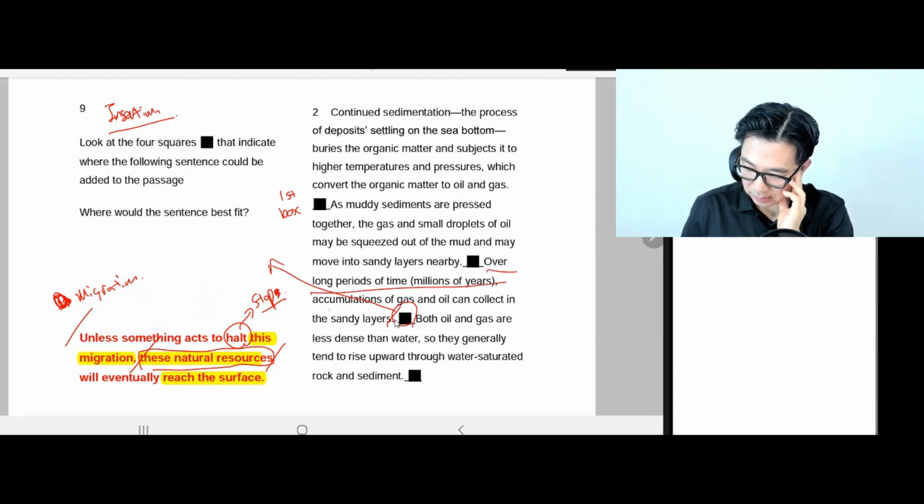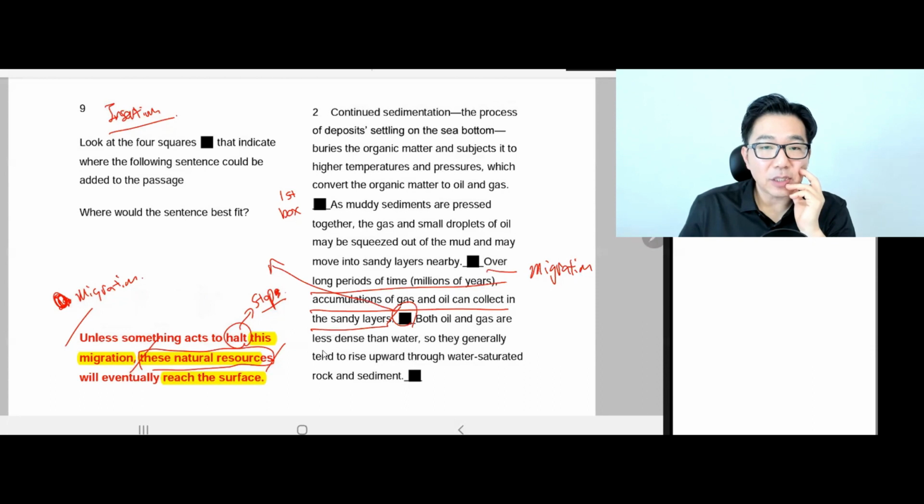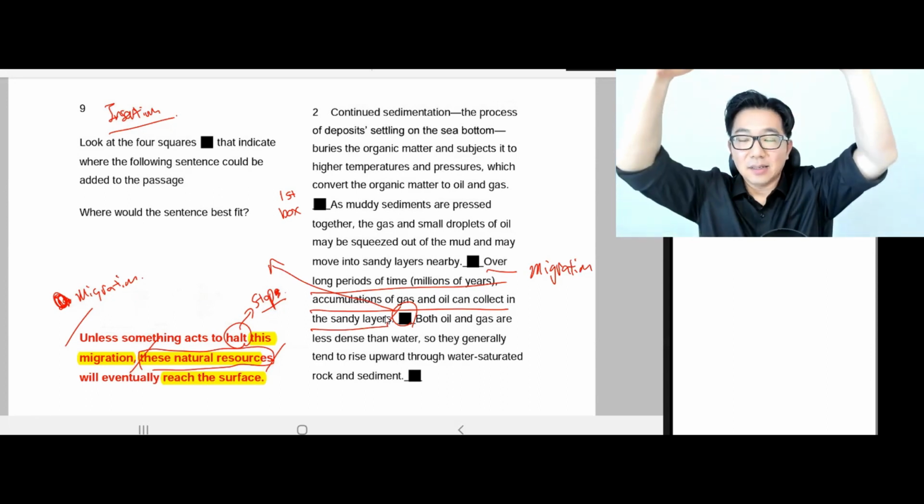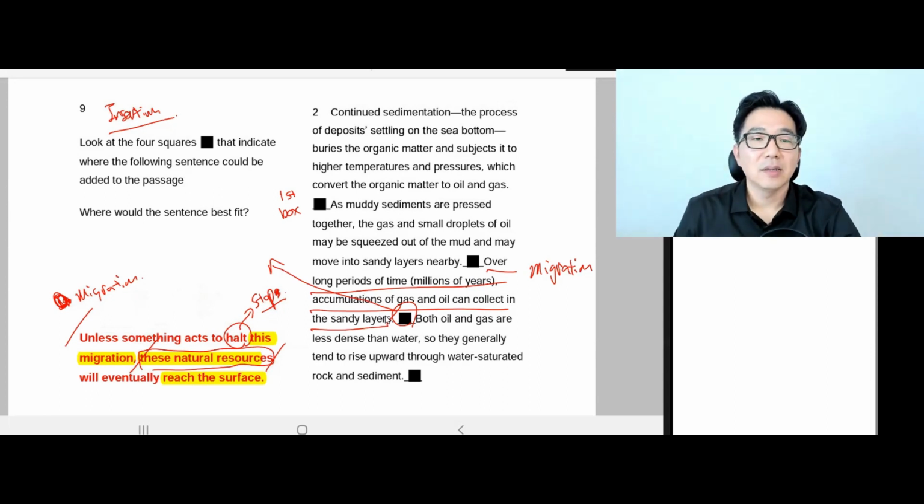This sentence does not have the migration that I'm looking for, so I can put this sentence right after this sentence. Okay, let's read again. Over a long period of time, accumulation of gas and oil can collect in sandy layers. So it's being collected and built up, right? So there's no hint of migration or reaching the surface. This is definitely not given either. So I cannot put it here. So I have no choice. Fourth box, hopefully.